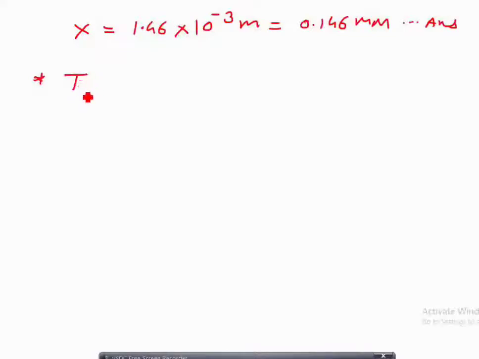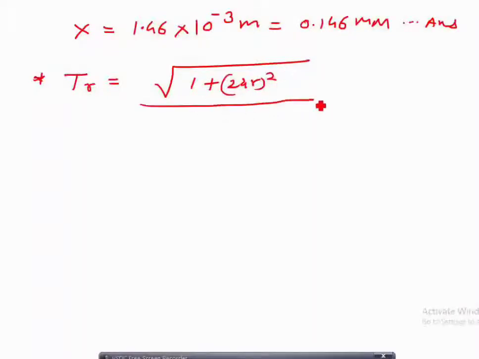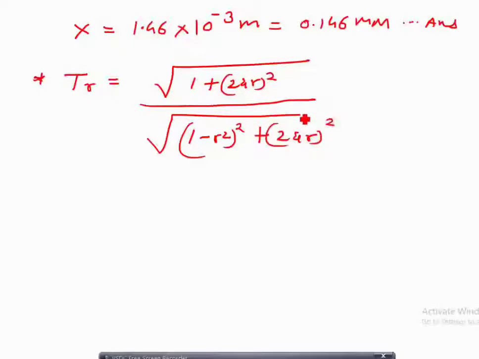So force transmissibility is given by Tr is equal to square root of 1 plus (2 zeta r) bracket square, divided by square root of (1 minus r square) bracket square plus (2 zeta r) bracket square. This is the basic formula which we have derived. Okay, so first of all, let us find this Tr, which is nothing but the force transmissibility.